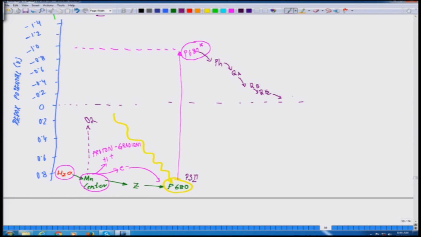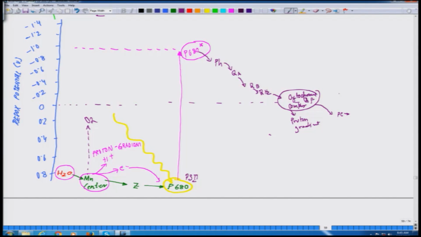And from there it comes to something called cytochrome b6f complex. So, this is b6f complex, which is also involved in creating a proton gradient. From here, and by this time you must be observing that it is almost reaching from -1 volt, it is almost reaching 0.2 volt. Okay. So, it reached plastocyanin.